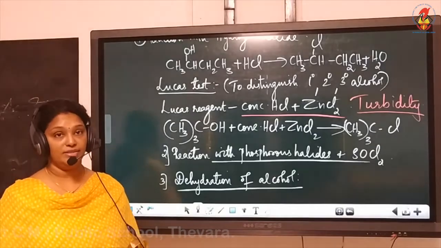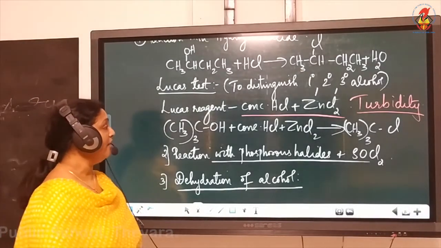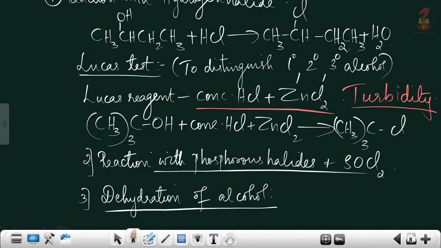So, I have written here the example, the equation with a tertiary alcohol, CH3 thrice COH plus Lucas reagent, concentrated HCl plus zinc chloride. We get the product, the CO bond breaks and the OH gets substituted with chlorine. We get the product as CH3 thrice CCl.